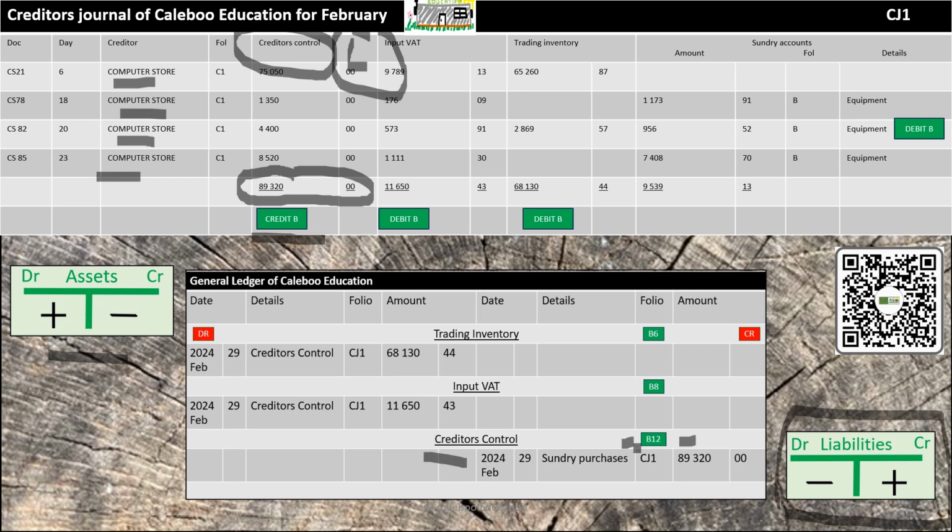Now creditors control, according to definition, is a liability. When we make a credit purchase, the liabilities have increased by the total of the column. The rule says an increase in liabilities, the account must be credited. The entry goes on the right hand side. Where did we get the information from? The Creditors Journal number 1.